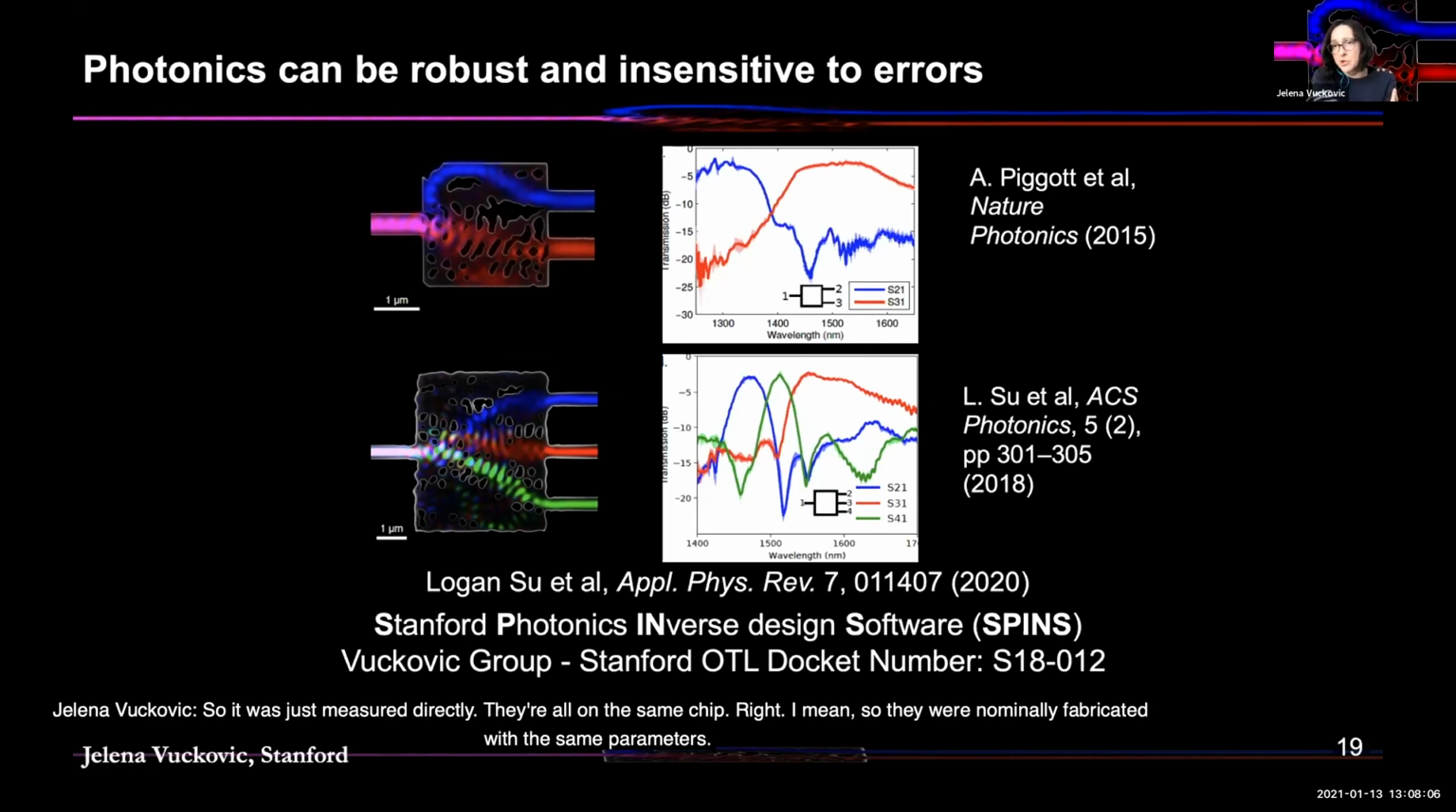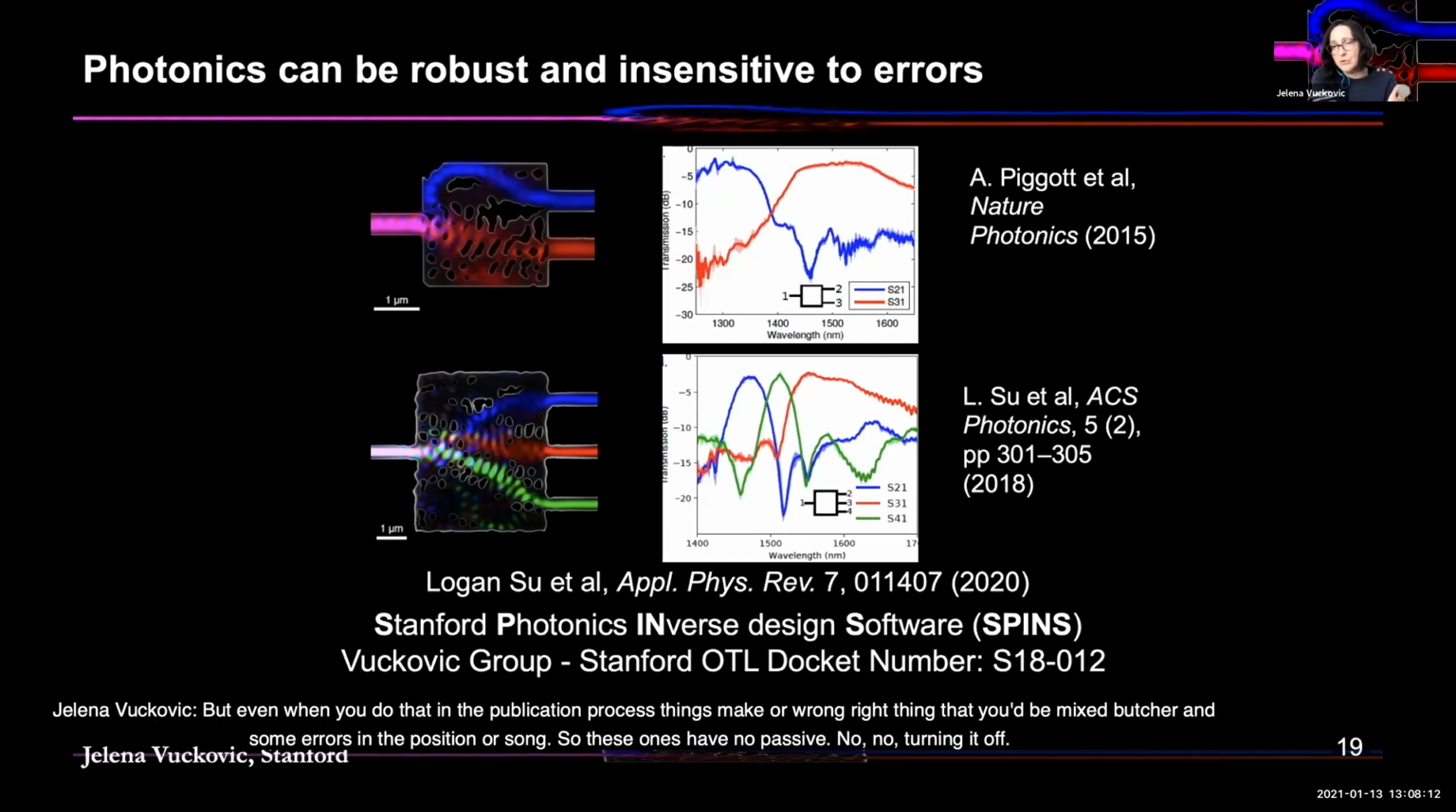They're all on the same chip, right? So they were nominally fabricated with the same parameters. But even when you do that in the fabrication process, things may go wrong, right? In the E-beam exposure, there may be some errors in the position or so on. So these ones have no tuning at all, fully passive.